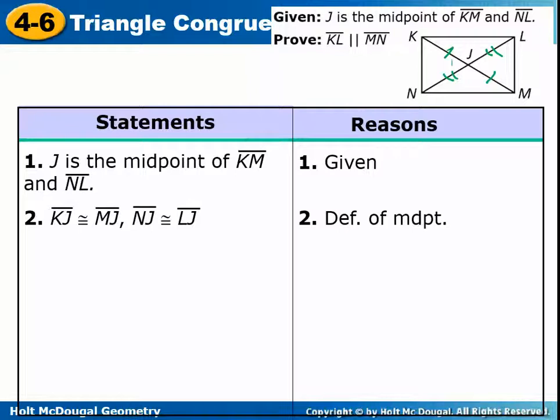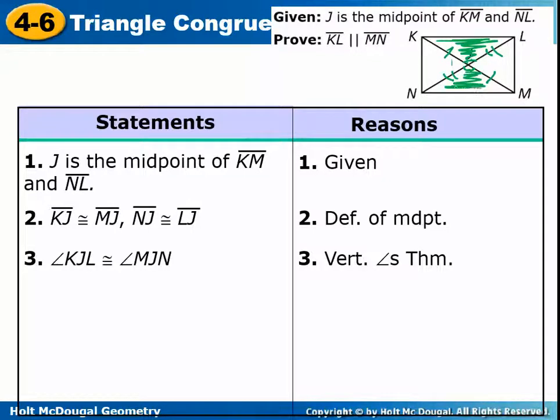Okay, we also are given not much else. All right, so we know that we have vertical angles. KJL is congruent to MJN. So these two angles are congruent. So we're really close to showing how these two triangles are congruent to each other. And we can do that because of side, angle, side.